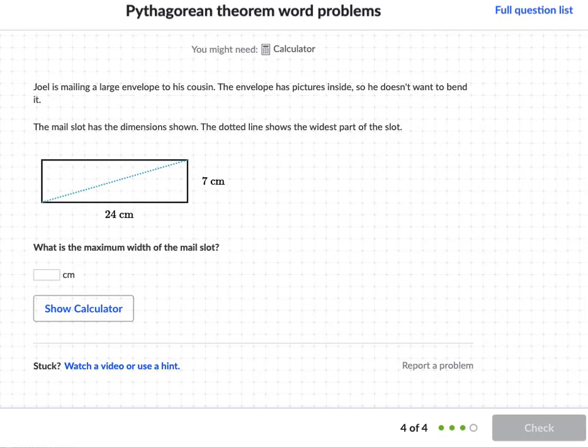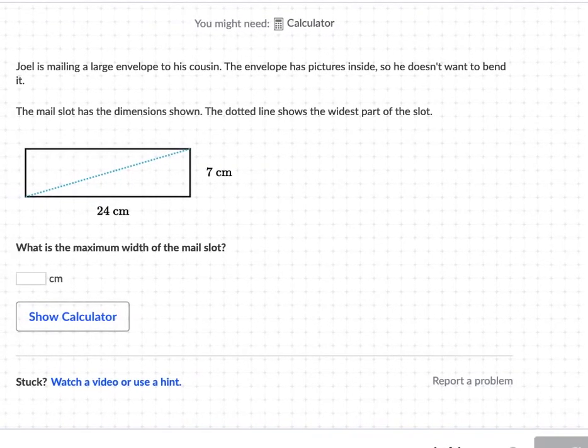Let's do one more of these. So in this problem, Joel is mailing a large envelope, there's the picture of the envelope, to his cousin. The envelope has pictures inside, so he doesn't want to bend it. The mail slot has the dimensions shown.